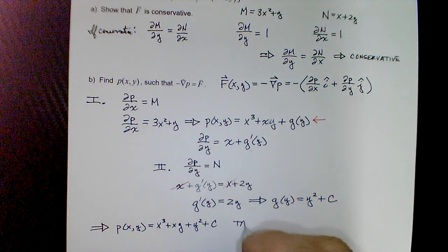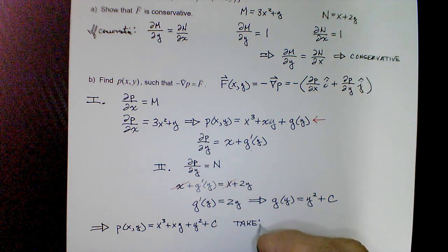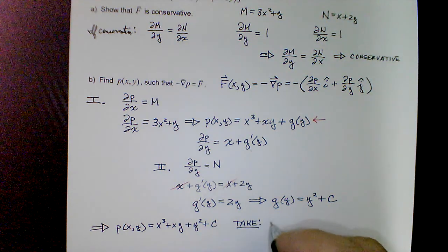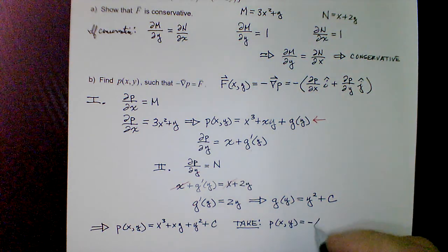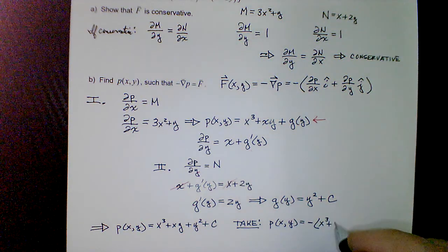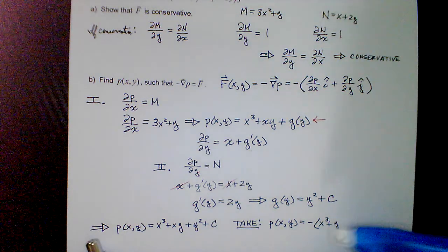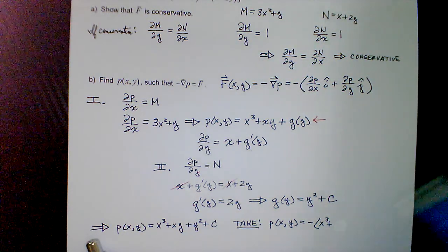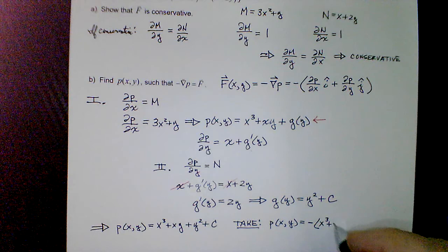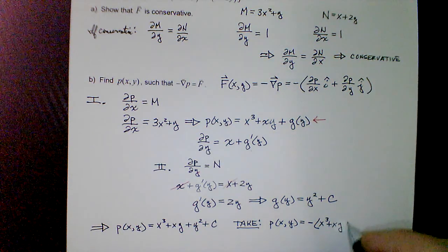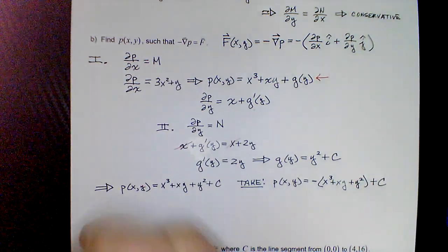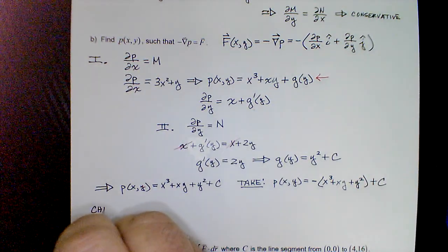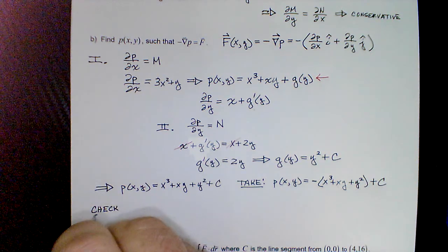Okay, so then we account for the opposite. So we take P of x, y to be equal to minus the function x cubed plus xy plus y squared, and then we'll just shove the C off to the right. Okay, so that's our potential function.